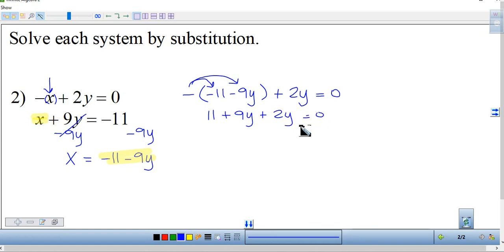Now that I've distributed my negative sign, I can combine the like terms. 9y and 2y is 11y.